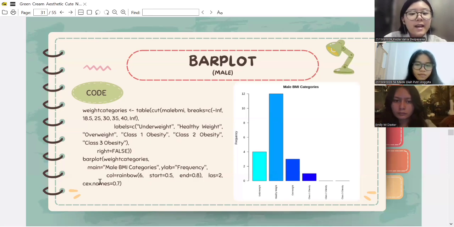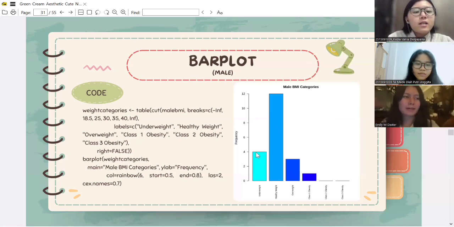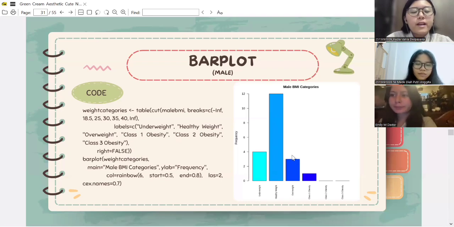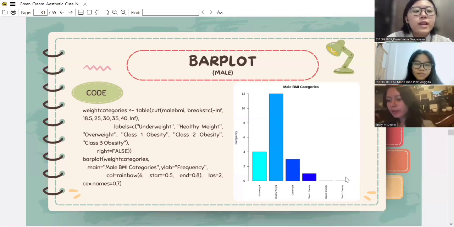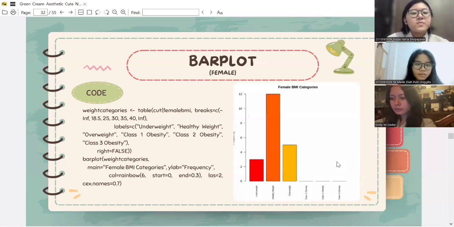And I set the CEX to 0.7 to prevent overlaps. We can see that the healthy weight category has the highest frequency, indicating that the majority of males in the sample fall within the normal BMI range. Some males are in the underweight category. A small number of males are classified as overweight. Class 1 obesity is rare, and Class 2 and Class 3 obesity are absent, meaning no males fall into the higher risk categories. Now we will move on to the bar plot for female.